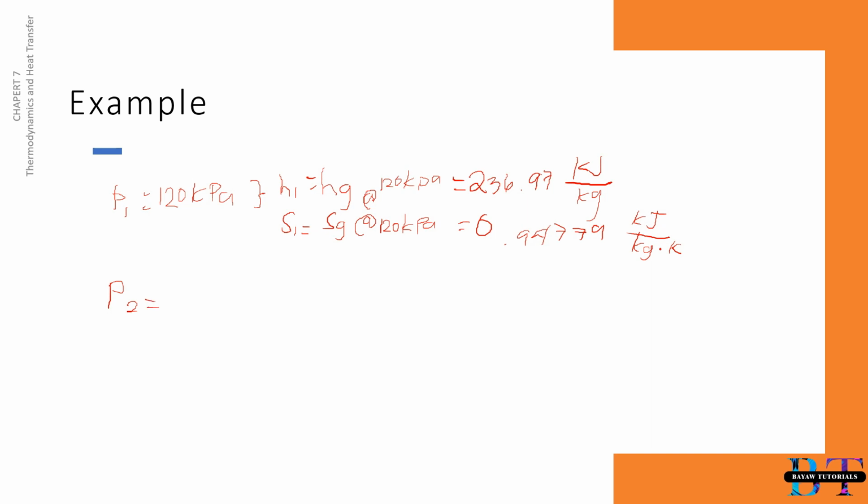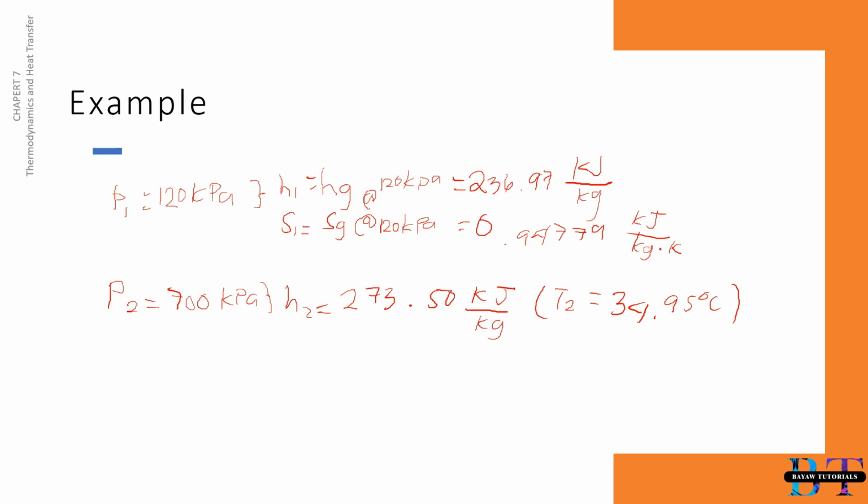So for the pressure 2 equal to 700 kilopascal, to find the enthalpy, you can find it at table A-12. So enthalpy 2 is equal to 273.50 kilojoules per kilogram. That is our T2, which is also equal to 34.95 degrees Celsius.